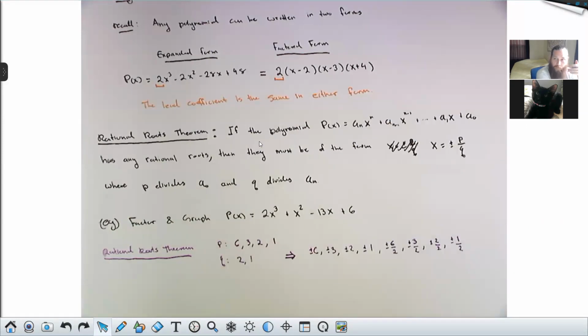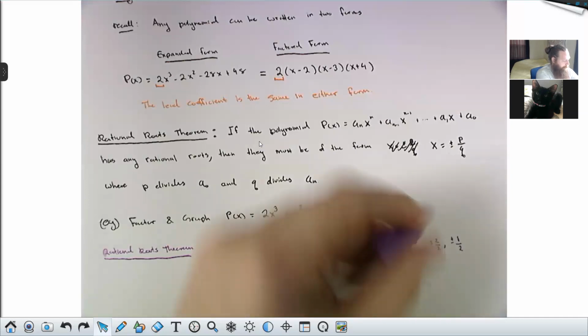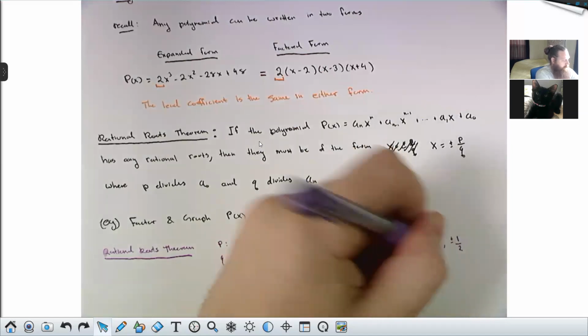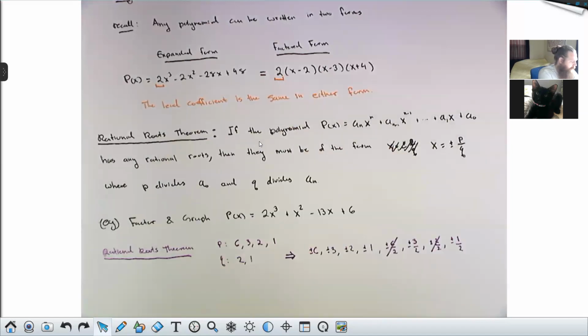And some of these are redundant, right? Some numbers show up more than once on this list, like 6 over 2 is 3. So I'm just going to cross that off. 2 over 2 is 1. So I'm going to cross that off. And I think that's everything, right? Nothing else is showing up twice. So how many things do we have to check here? I've got 1, 2, 3, 4, 5, 6 guys, all with plus and minus. So there's a possible 12 things I need to check.